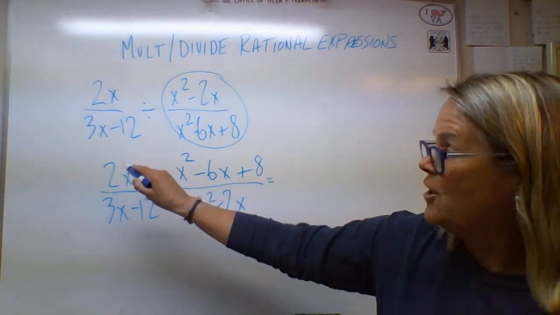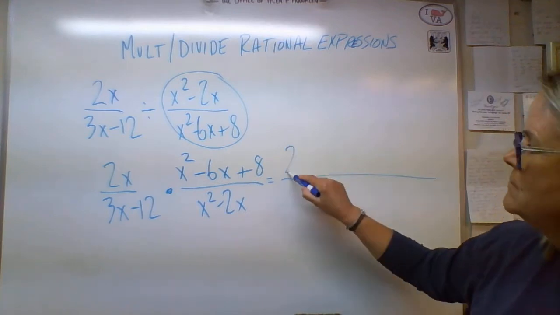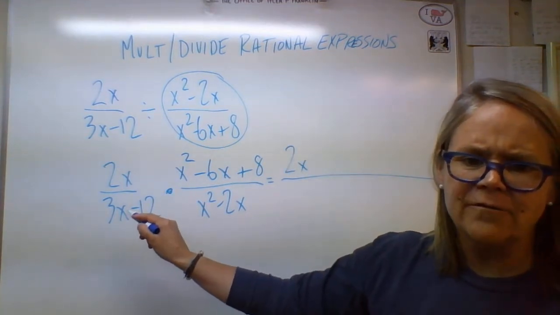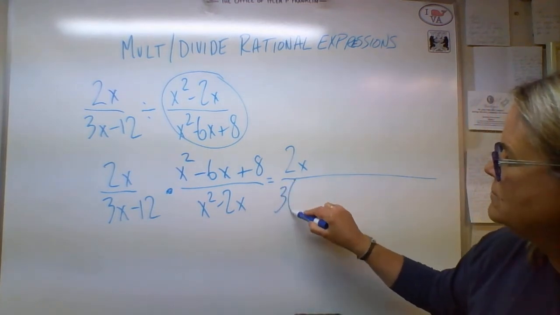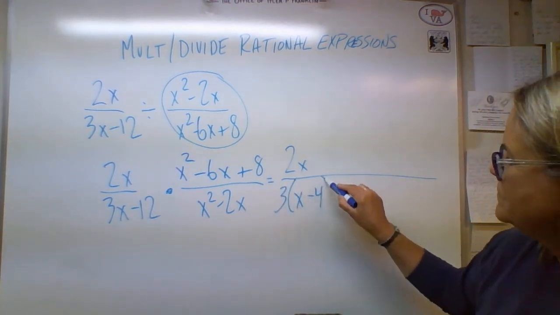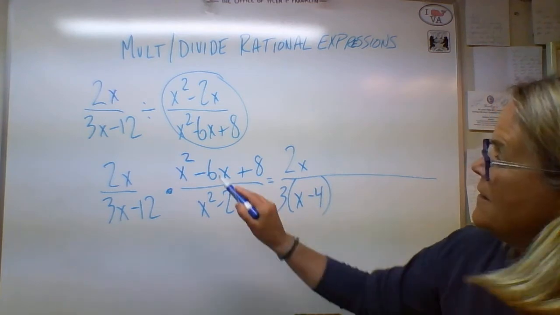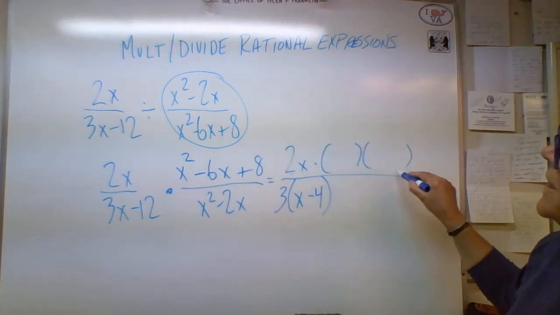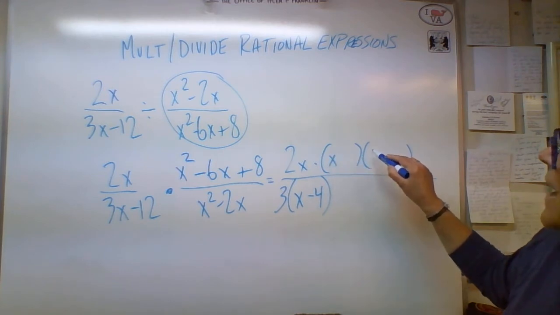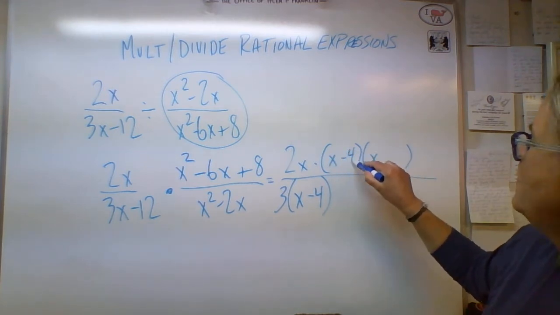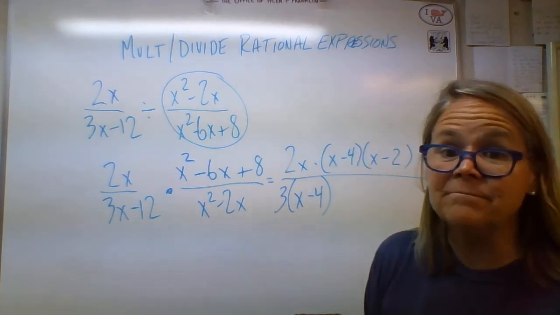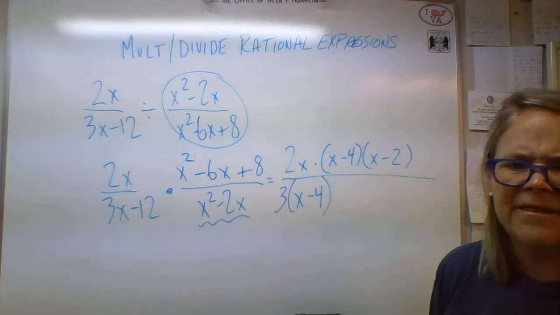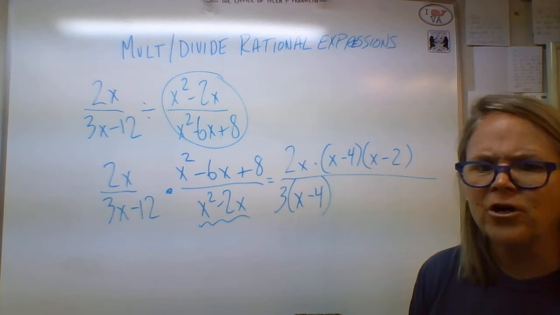Okay? Now it's a multiplication problem. Factor. You can't factor 2x. 2x stays. 3x minus 12. Take a 3 out. Greatest common factor. X minus 4. This is on the top. Two numbers that multiply to give you 8 that add to give you 6 are 4 and 2. The factoring, you guys should all be good at. The greatest common factor is the thing I think a lot of people sort of forget.